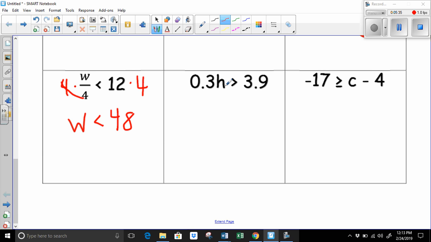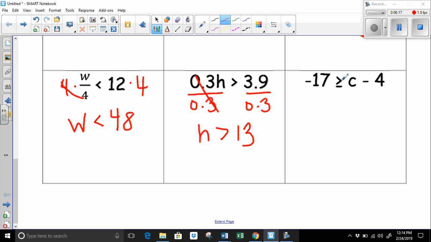For our next problem, we do have some decimals, but we shouldn't be afraid of those. We do have our calculator that we can use. Remember, when you have your coefficient and variable side by side, that does mean multiplication. To undo multiplication, we're going to want to divide. So we're going to divide both sides by 0.3. Our 0.3 will end up canceling. I'm going to bring down h. I'm also going to bring down our greater than symbol. And using your calculator, you could do 3.9 divided by 0.3. And when you do that, you end up with 13. So h is greater than 13.